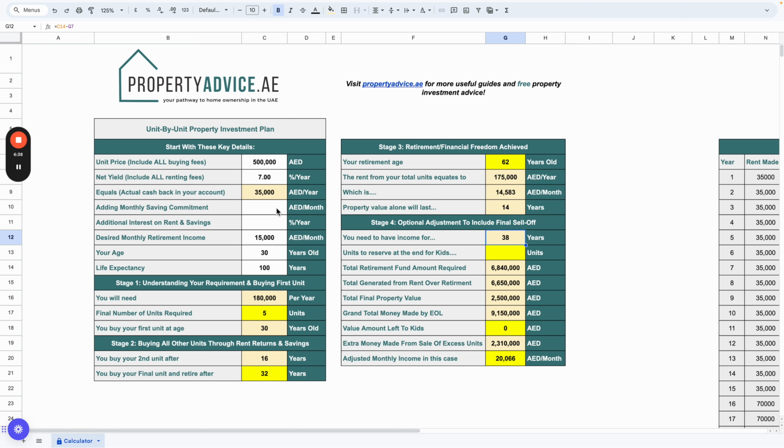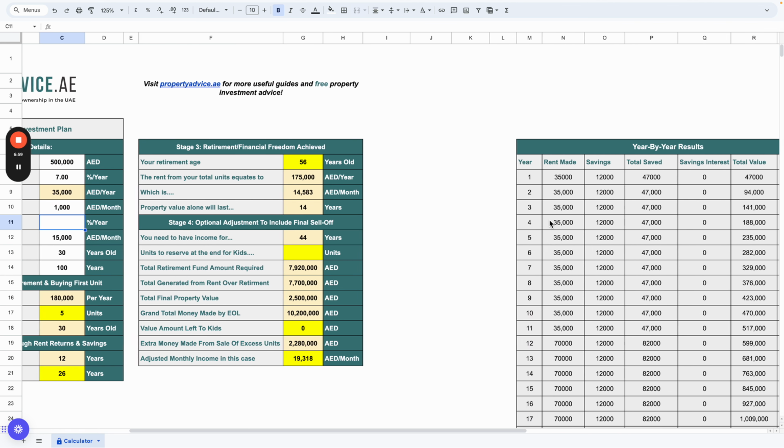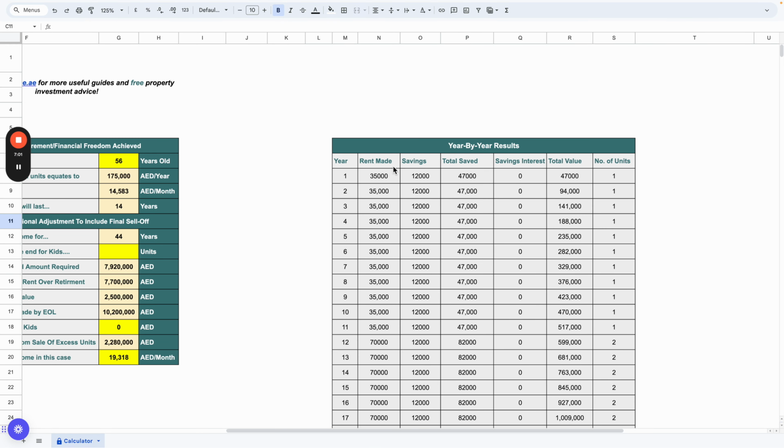Well, it's adding a monthly savings commitment as well. So if we go and add, let's say, just 1,000 dirhams a month, you see this number drops significantly. Okay, so it went from 62, I believe, to 56. Okay, so already 6 years better. Now, what that's done is, if you look in the table, not only are we adding the rent, we're also adding an extra 12,000 dirhams a year in savings, and then that obviously grows your portfolio a little bit quicker.